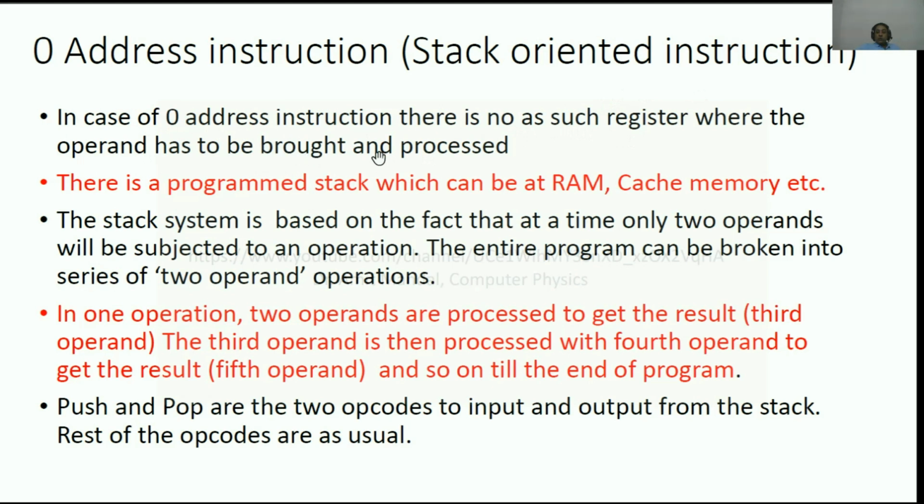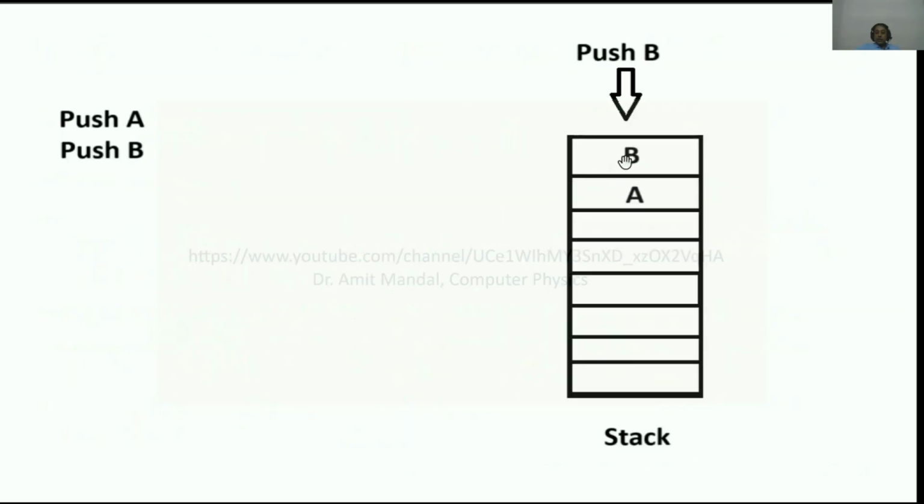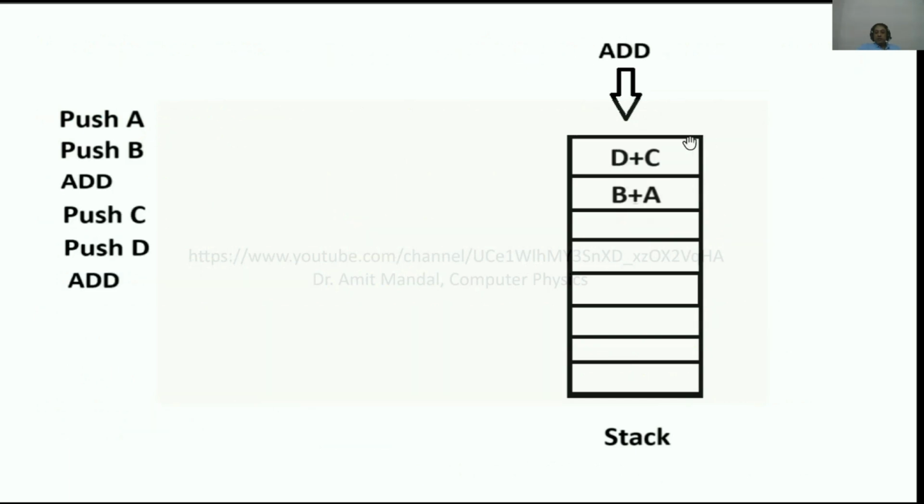Okay, so coming to the definitions: in case of zero address instruction, there is no such register where the operand has to be brought and processed. You have seen there are push and pop operations. There is a programmed stack which can be in RAM, cache memory, etc. Now this is the main point. The stack system is based on the fact that at a time only two operands will be subjected to an operation. Here A, B at a time, B plus A is happening, then C, D at a time, D plus C operation is happening. Now at a time, this D plus C and B plus A operation will happen like this.